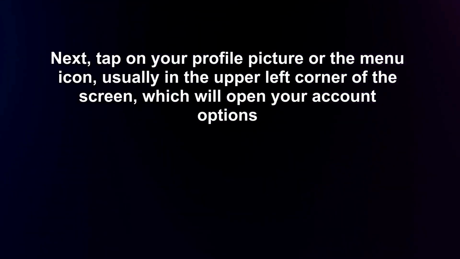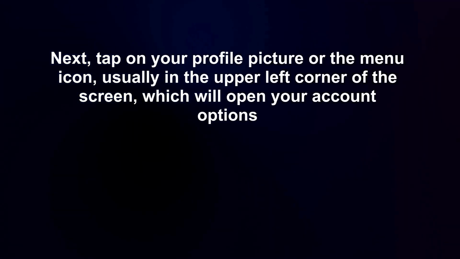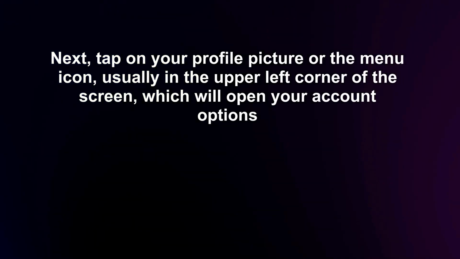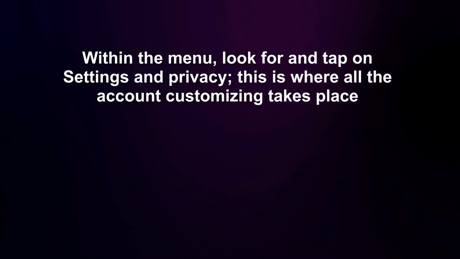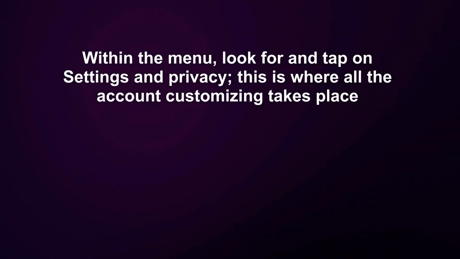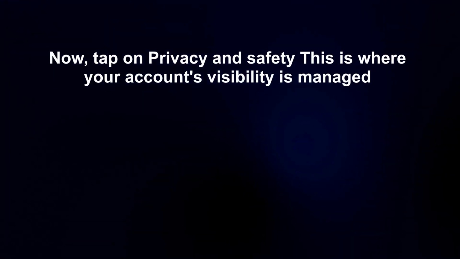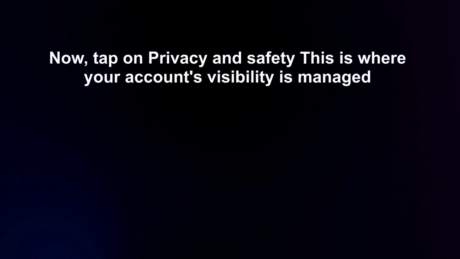Next, tap on your profile picture or the menu icon, usually in the upper left corner of the screen, which will open your account options. Within the menu, look for and tap on Settings and Privacy. This is where all the account customizing takes place. Now, tap on Privacy and Safety. This is where your account's visibility is managed.